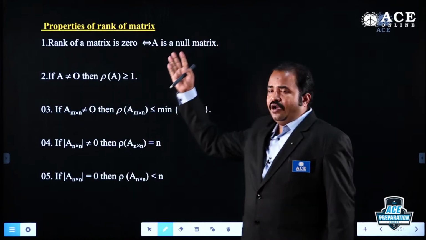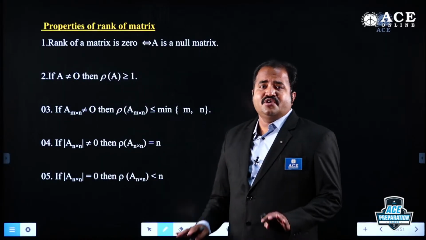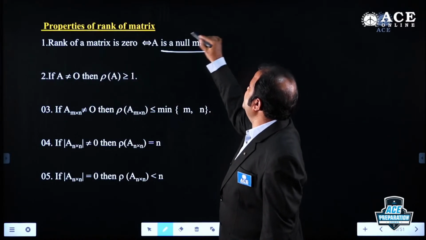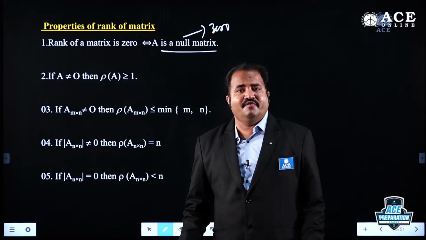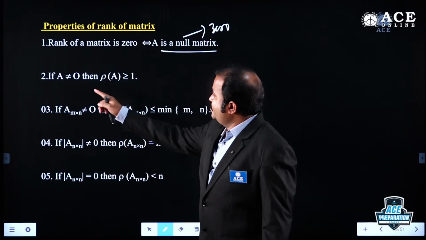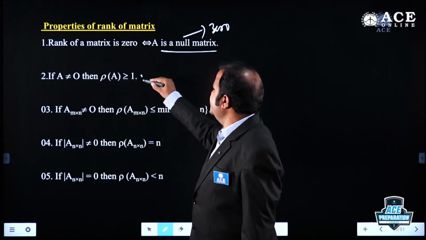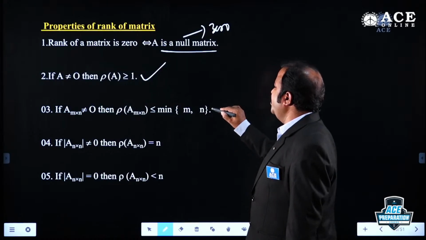So these are the frequently used properties of rank of matrix. Rank of matrix is 0 only for zero matrix. A is null matrix. Null matrix means what? Zero matrix. So can we say that rank of a non-zero matrix is always non-zero or not? Right. So that's why, if A is not a null matrix, then rank of A is always greater than or equal to 1. Next, rank of M by N matrix is less than or equal to minimum of M comma N.